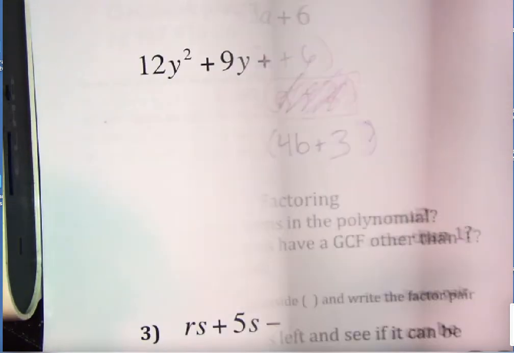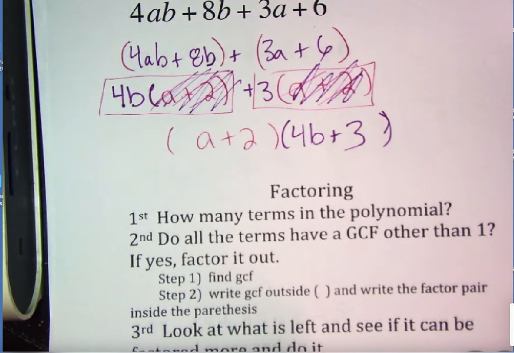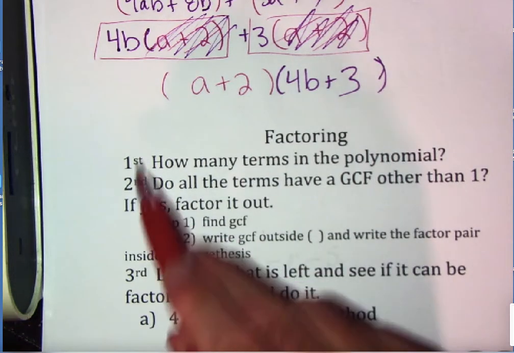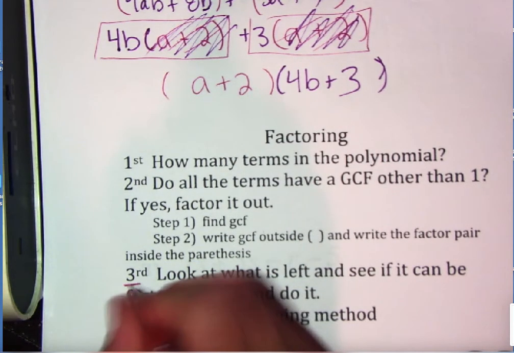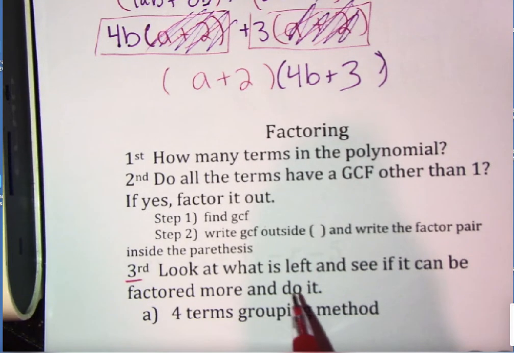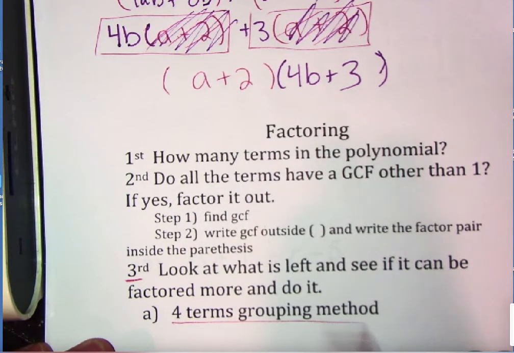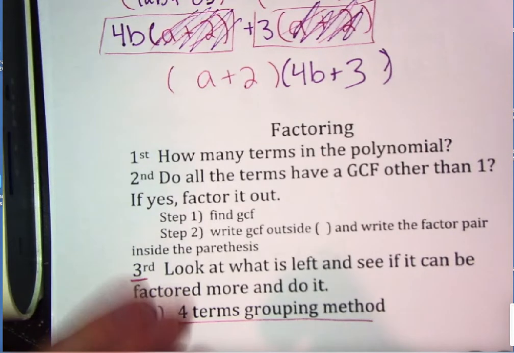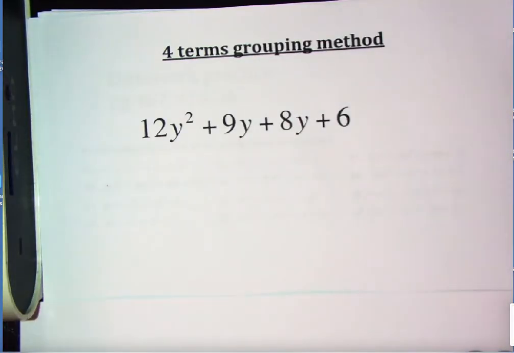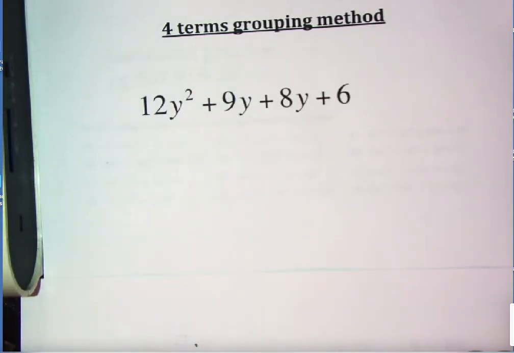Okay. So we're going to add a new concept, which we have in this. We're going to add a third step. After doing steps 1 and 2, we're going to look at what's left and see if it can be factored more, and do it. So our newest method is, if it's 4 terms, we're going to use something called the grouping method, which we just did. But we're going to practice it two more times here. So this is called the 4 terms grouping method.